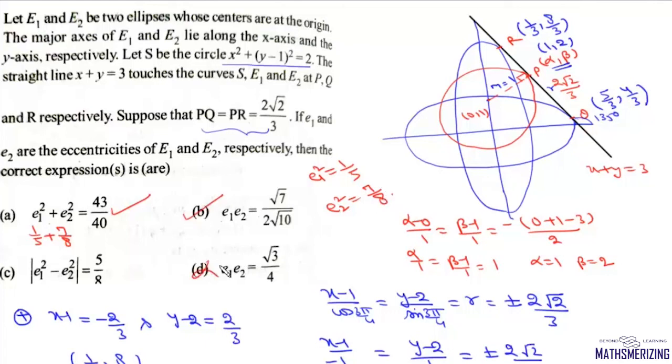Option D is obviously then incorrect. And what about e1 squared minus e2 squared? So it will be 1 by 5 minus 7 by 8. So it should be (8 minus 35) upon 40, so it should be minus 27 by 40 and not 5 by 8. So that means options C and D are incorrect. The correct options are option A and option B.